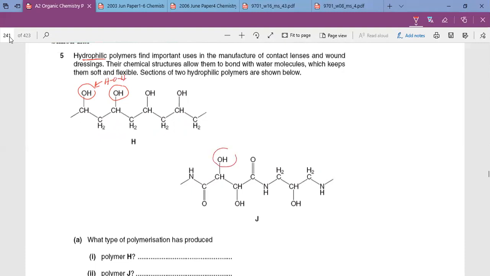Contact lenses are soft, and wound dressings make it softer and can absorb all the blood, whatever. Can allow bond water molecules to keep them soft and flexible. Sections of blah, blah, blah.